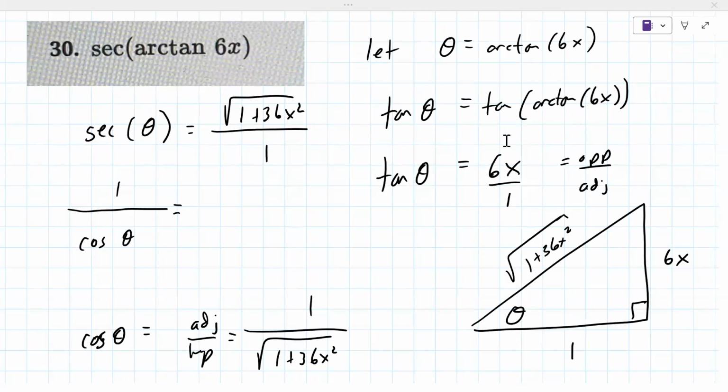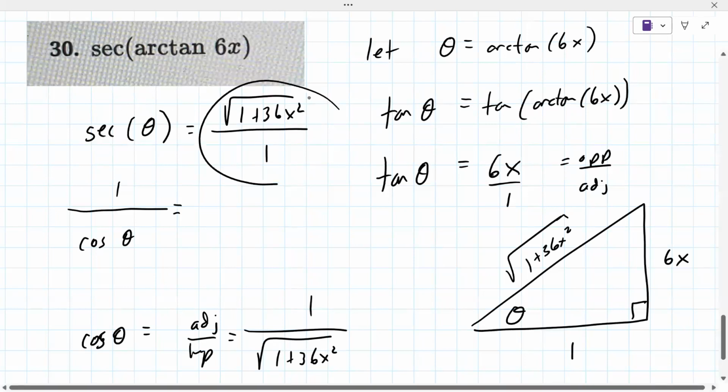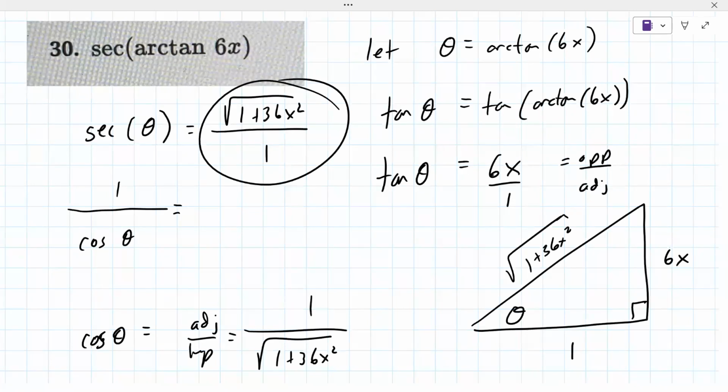So then wouldn't it just flip back because it's one over that? Cosine is 1 over, and so secant is the flip. Right, yeah, that's your final answer.